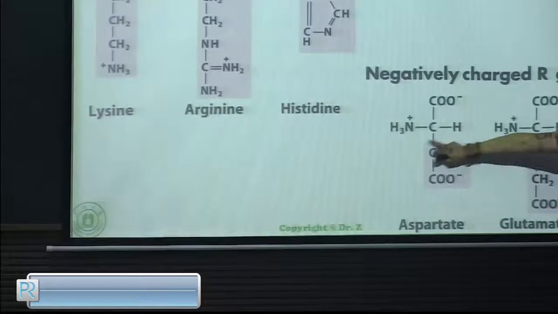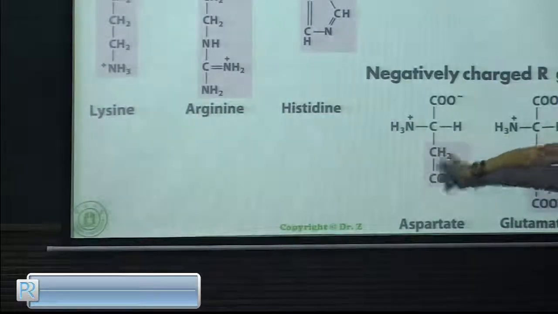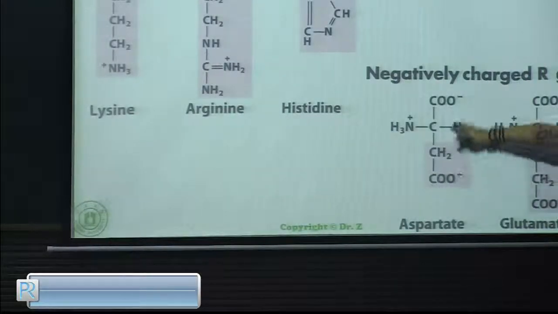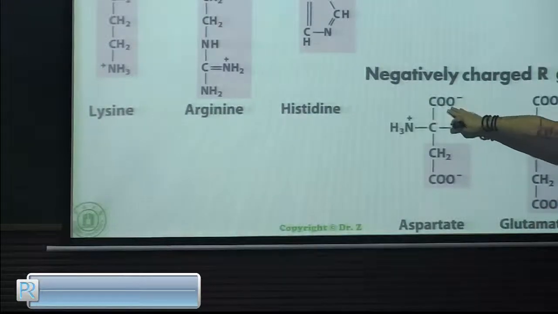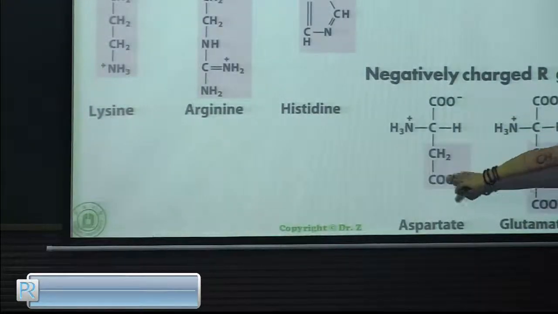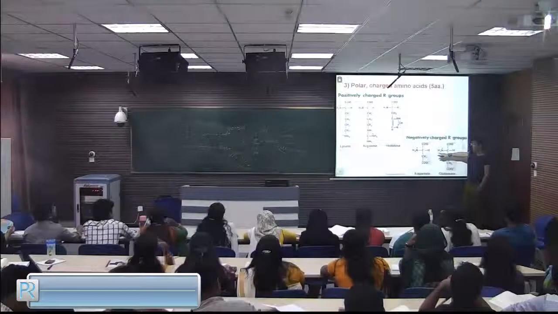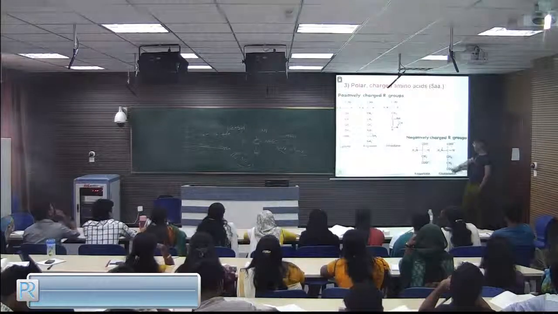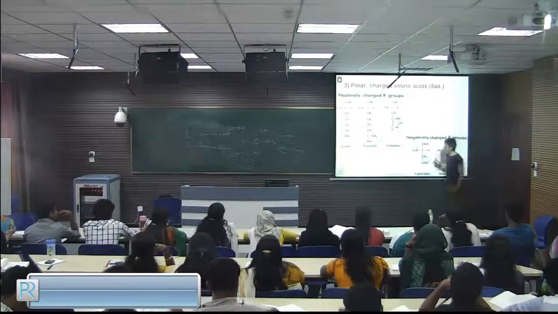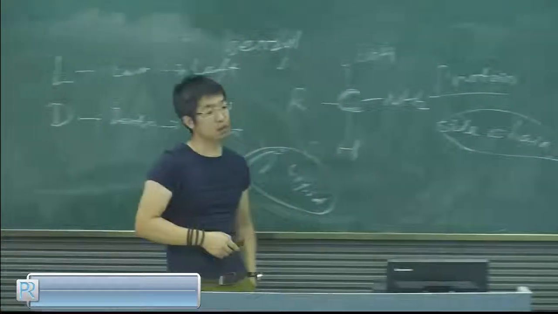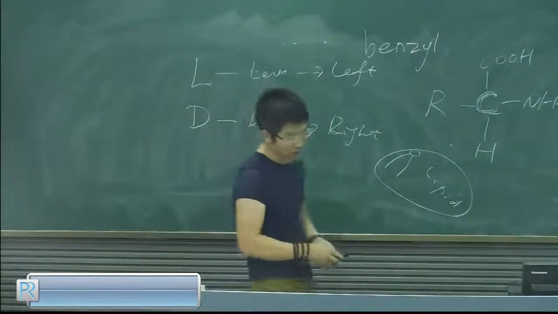For the negative, you can see here aspartate. Aspartate is one of these amino acids. On the side chain, the R group has another carboxyl group, right? Here is the alpha carboxyl group, but this one is another one. So we can see this amino acid is negatively charged. So here there are 3 plus 2 equals 5 amino acids that belong to the polar charged amino acids.